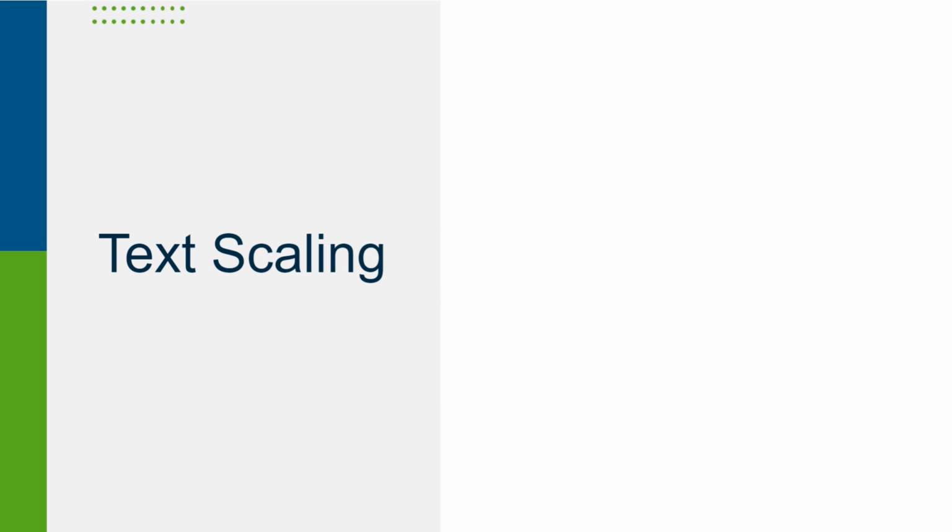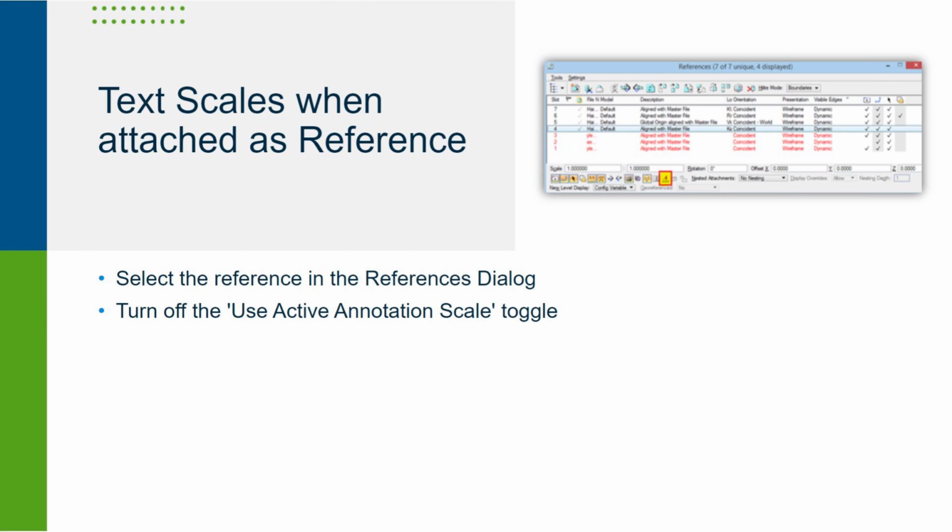And this is a big one, text scaling. Since the use of annotation scales is a fairly common workflow with MicroStation, we do get some text scaling issues. I'd say one of the most common text scaling issues we get is when you attach a design file as a reference, the active annotation scale is either toggled off or on and your text is blown up or really, really tiny.